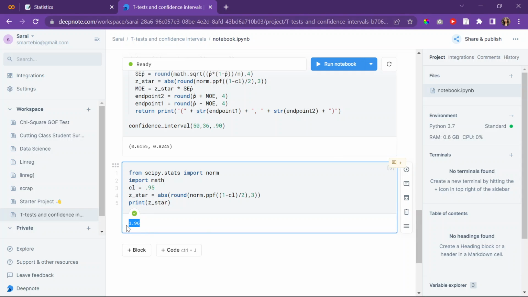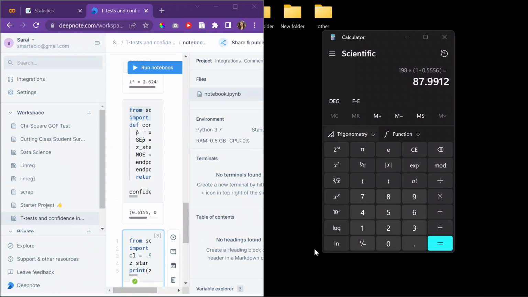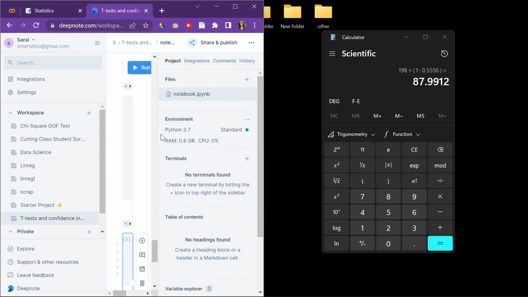Okay, 1.96. See? So just copy and paste this. If you don't have a TI, a TI-83 should have this function. But if you don't have your calculator with you and you're on the go, just copy this into a Python IDE. You can use Google Colaboratory or Deepnote. Copy this and it'll change your confidence level and give you the Z star you need. So 1.96. That's another way to do that.